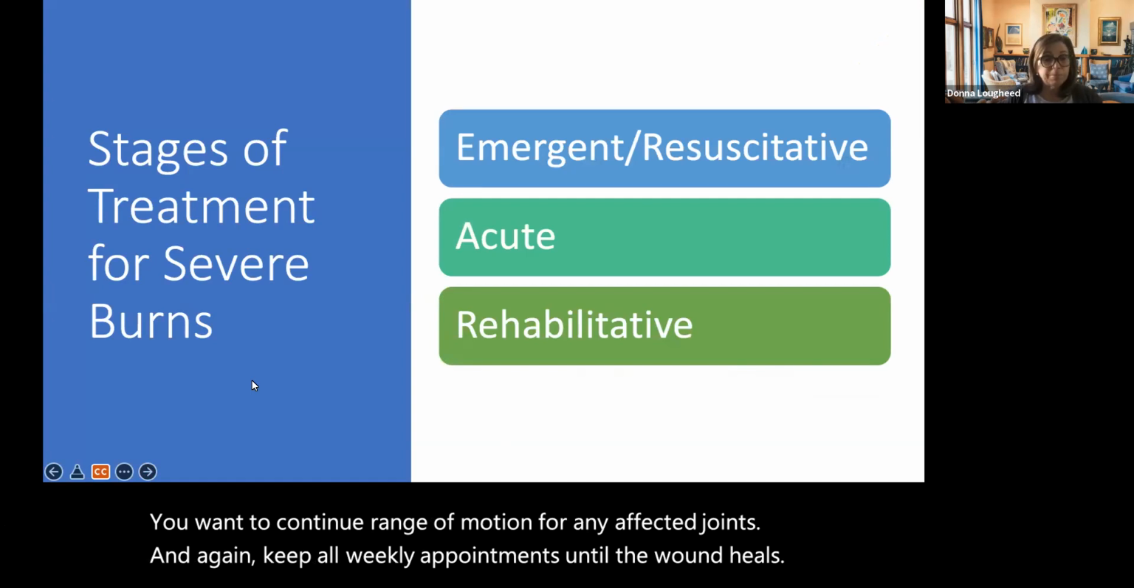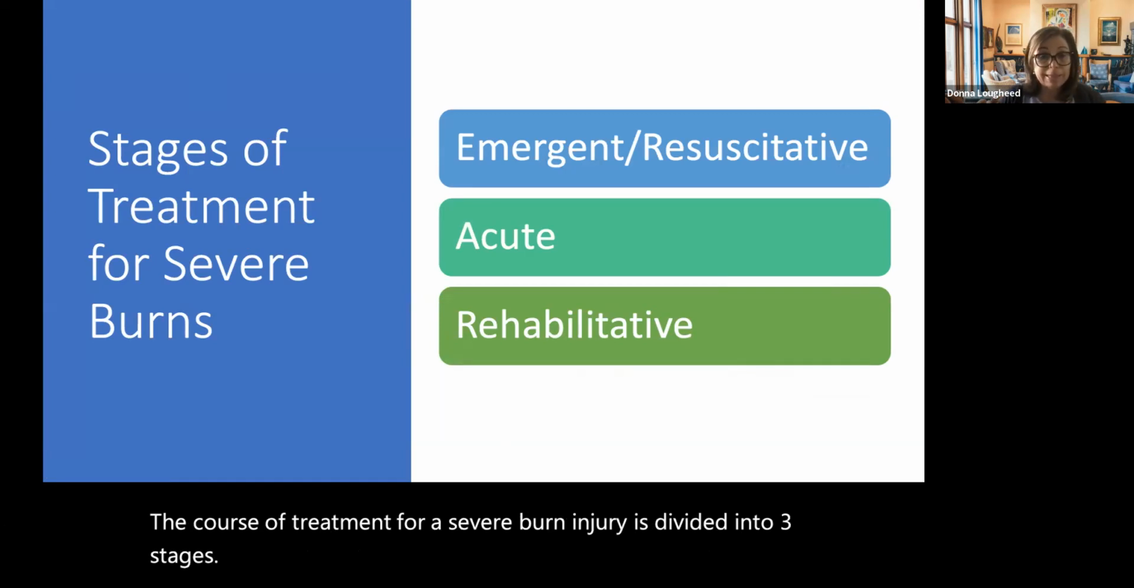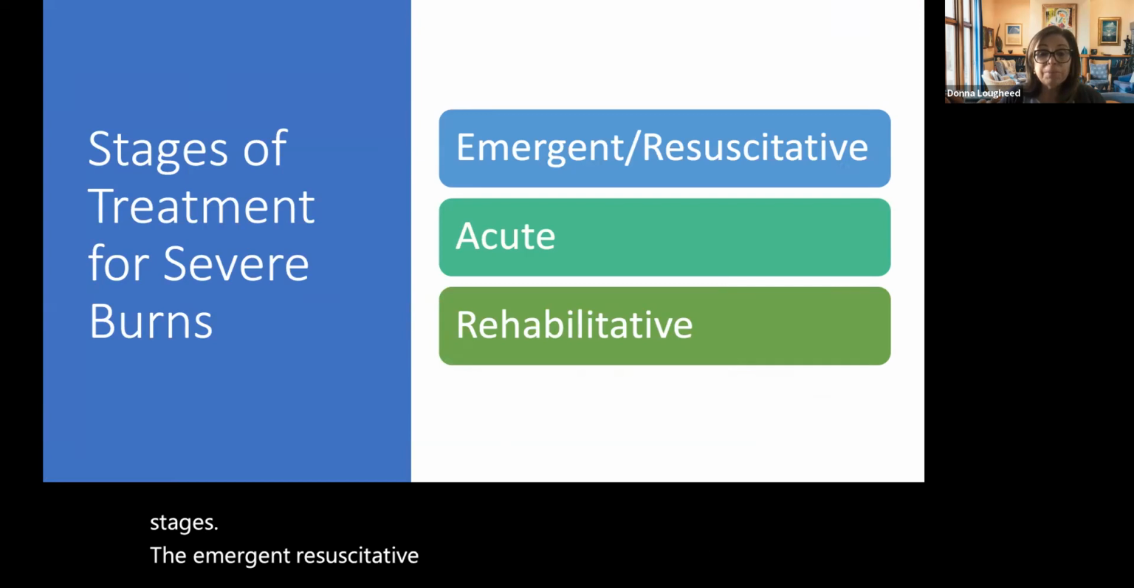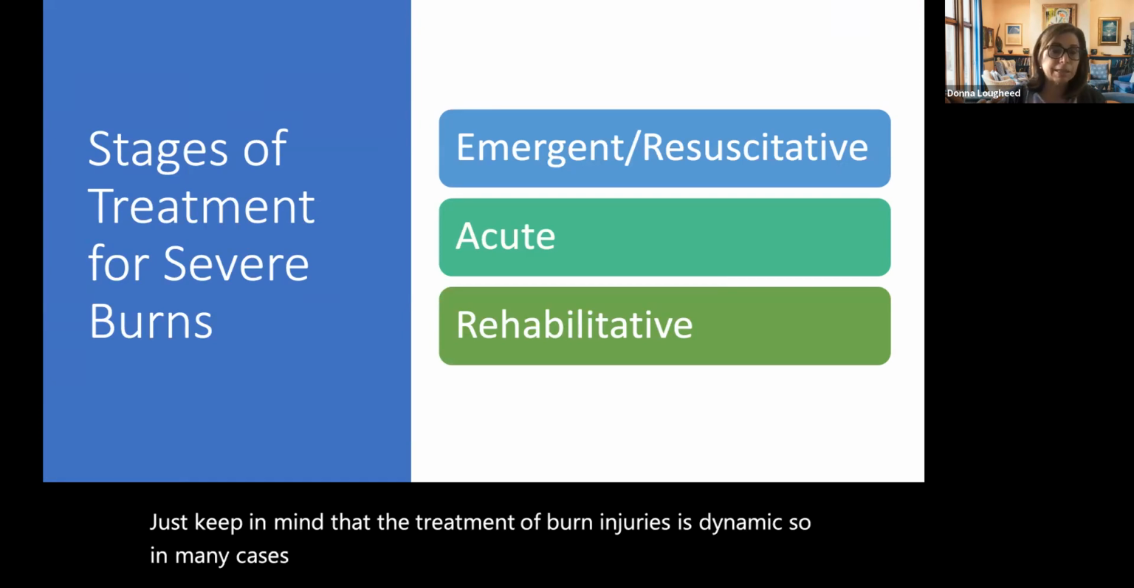The course of treatment for a severe burn injury is divided into 3 stages: the emergent resuscitative, the acute, and third and lastly, the rehabilitative. Just keep in mind that the treatment of burn injuries is dynamic. So in many cases, the clinical stage that the patient is in is not clearly delineated.